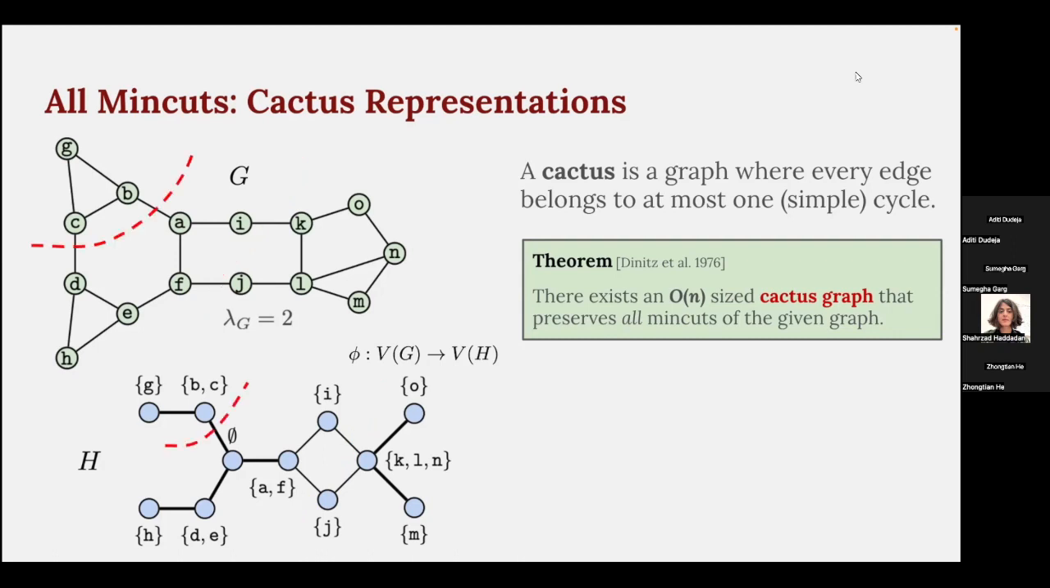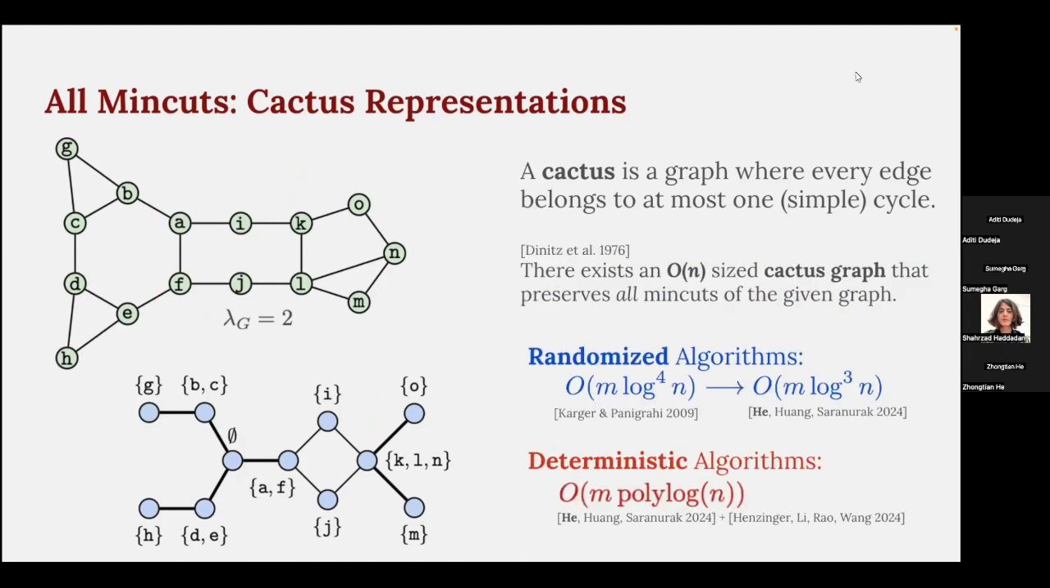All right, let's see some more examples of the Mincut. As an algorithms person, we care about fast algorithms. There exists a Monte Carlo randomized algorithm by Karger and Panigrahi in 2009 that computes this Cactus graph in near-linear time. And in our recent work, we de-randomize this algorithm and improve the complexity in the randomized case.